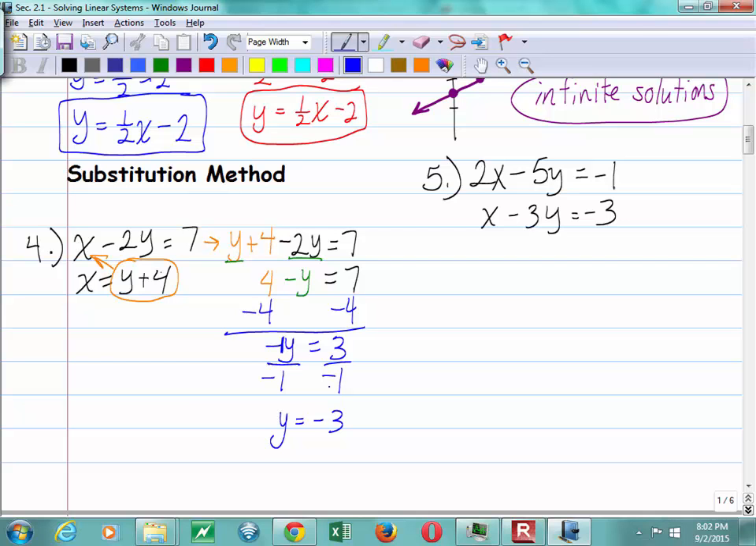Alright, so now that I know what y is, I can go ahead and find out what x is by taking the negative 3 and plugging it in place of the y right there. So that's going to be x equals negative 3 plus 4. Negative 3 plus 4 would be positive 1. So x equals 1. And I always have to write my solution as an ordered pair with x comma y. So that's going to be 1 comma negative 3.